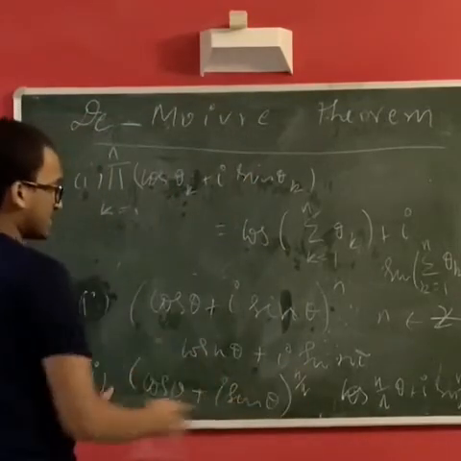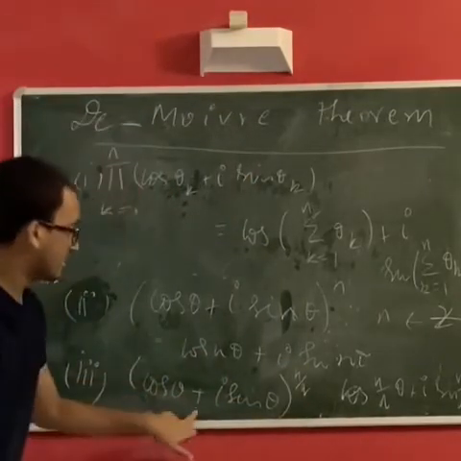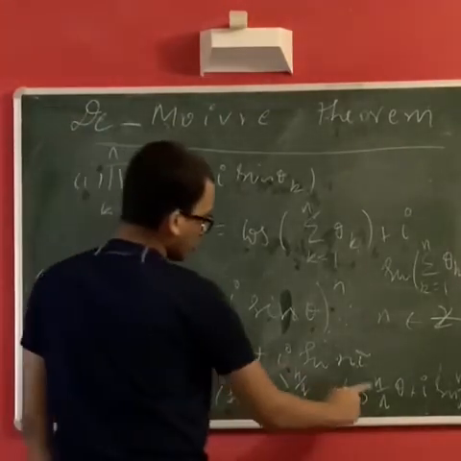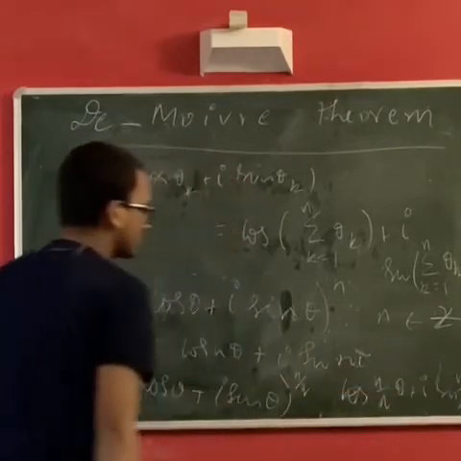Statement 3, I'll just repeat it if it's not clear. Cos theta plus i sin theta, whole power n by q, has one of its values as cos of n by q theta plus i sin of n by q theta.